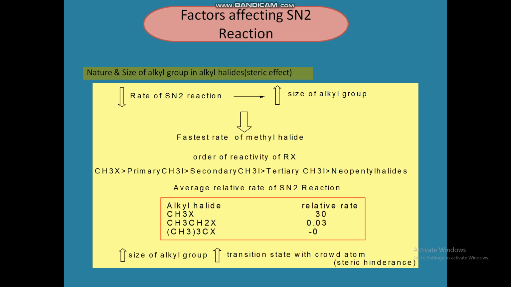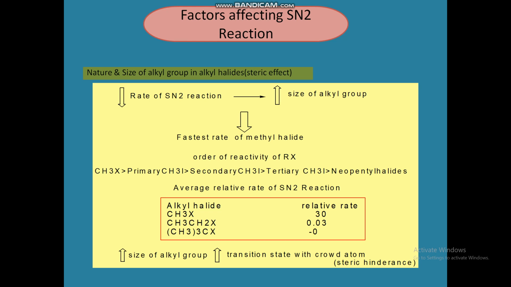So, the factors affecting the SN2 reaction. The factors that influence the SN2 reaction: first one is the nature and size of the alkyl group in alkyl halides, that is the steric effect. Here the rate of SN2 reaction decreases. You see the graph on the slide, students, that the rate of SN2 reaction decreases as the size of the alkyl group increases.